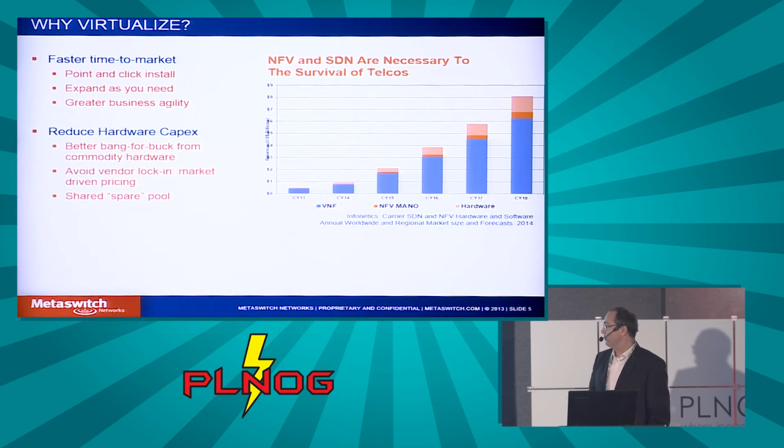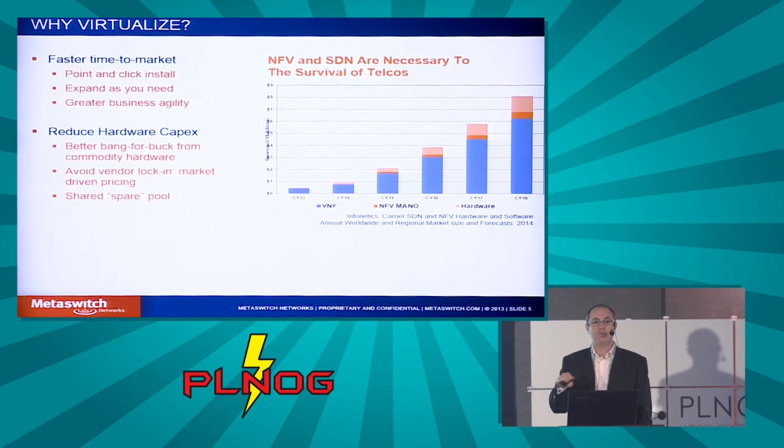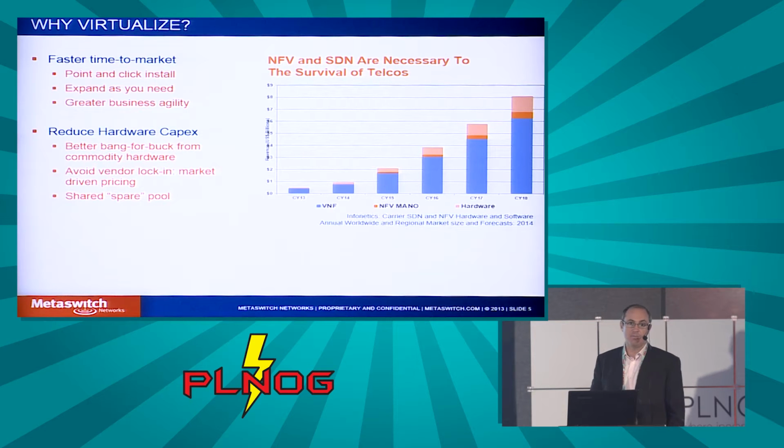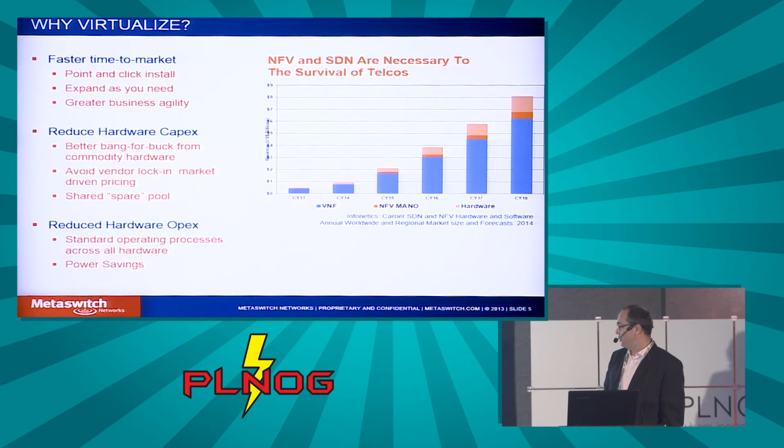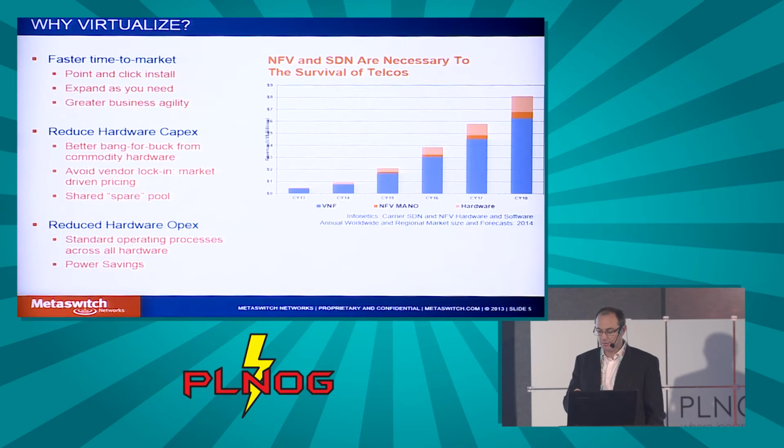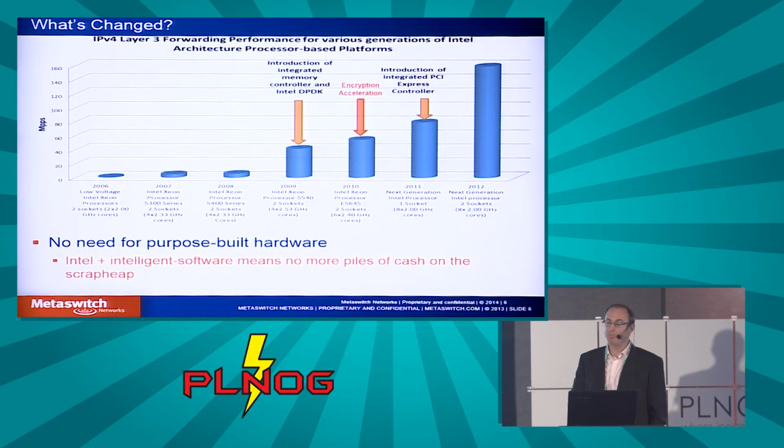Also, it reduces your hardware CapEx, as I mentioned before. You avoid vendor lock-in, because now with Intel's multi-core processors, to be frank, you don't need to have dedicated hardware anymore. So, you might buy a piece of hardware now, in 5 years' time it goes end of life, you switch hardware, the software stays the same, and you just have more powerful underlying technology. And of course, you reduce your OPEX because you only have one common set of hardware. Why is this possible?